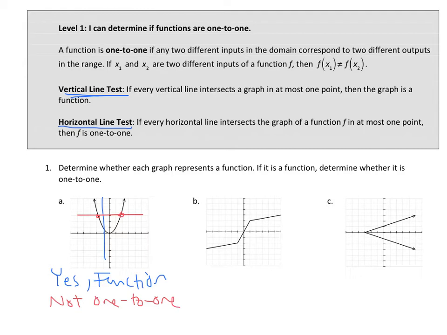Okay, moving on to the next one. First, the vertical line test. There's nowhere I can draw a vertical line that will touch more than once. So yes, it's a function. And now we try the horizontal line test, and there's nowhere I can draw a horizontal line that will touch more than once. So it does pass the horizontal line test, and yes, it's one-to-one.